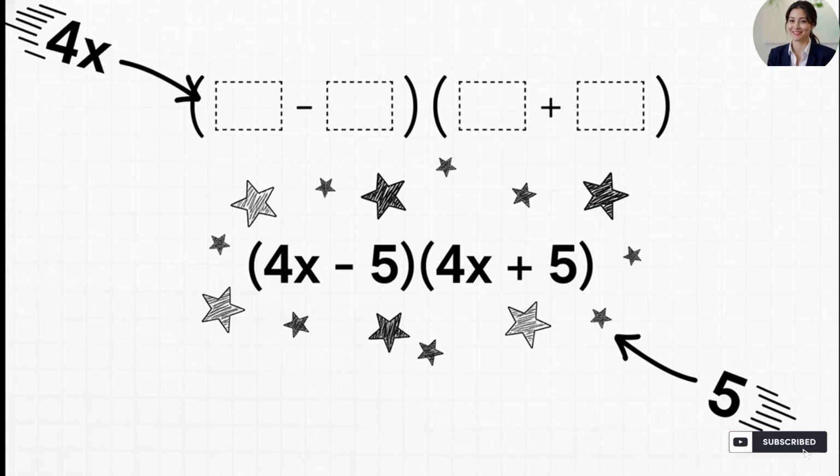And just like that, the hard work is done. We just plug our square roots, the 4x and the 5, straight into that formula, and we get 4x minus 5 times 4x plus 5. See? Spotting the pattern makes it almost effortless.